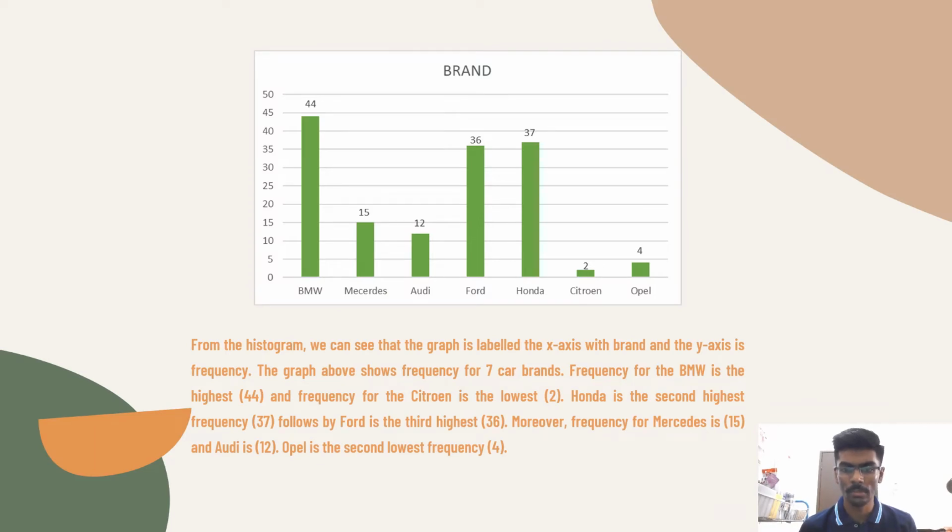From the histogram, we can see that the graph is labeled with brand on the x-axis and frequency on the y-axis. The graph shows frequency for 7 car brands. Frequency for BMW is the highest, that is 44, and the frequency for Citroen is the lowest, 2. Honda is the second highest, 37, followed by Ford as the third highest, 36. Moreover, frequency for Mercedes is 15 and Audi is 12. Opel is the second lowest frequency, 4.